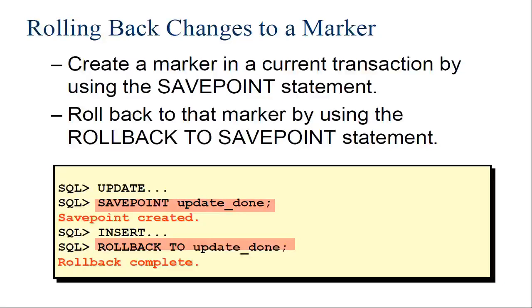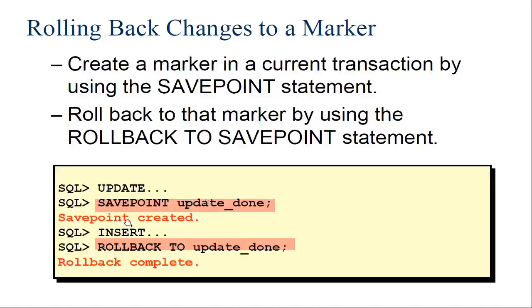Now you can see the example. You have just executed some update command, and after executing the update command, you invoke save point update_done. Here update_done is the save point name. In the previous example, we said save point A, save point B. Similar to that, we have to give the save point name also. Then only the system can understand up to which particular point the rollback can be done.